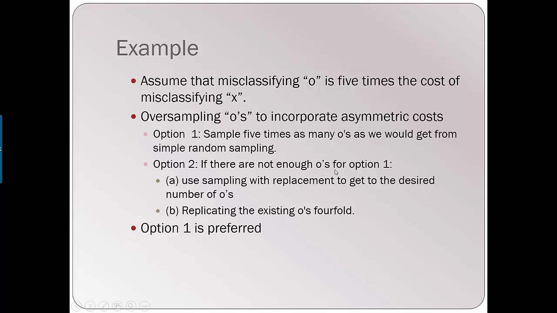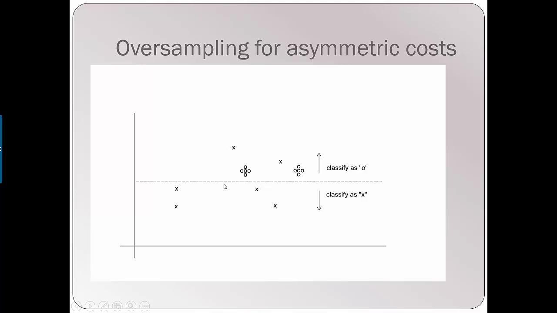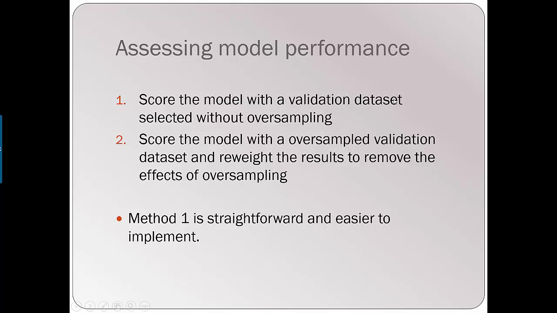If there are not enough O's as in option 1, then you do sampling with replacement. So when you do sampling with replacement, then you can build up the number. Option 1 is preferred, but if you don't have any choice, because you don't have enough data, then you sample by replacing the ones that you've already sampled. So here, classifier, so all of that is classified as O, all of these are classified as X. So now assessing the model performance, score the model with the validation data set selected without oversampling.